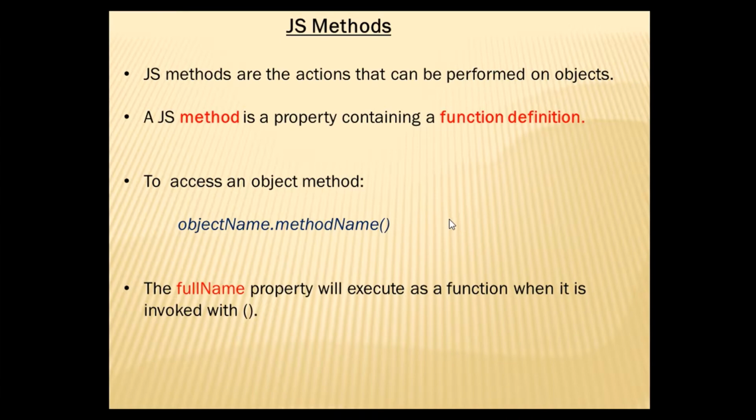Okay, the practical part of objects in JavaScript. So the full name property will execute as a function when it is invoked with the parenthesis. If you invoke it with the parenthesis, then it will be executed as a function, because to execute a function you need the parenthesis.